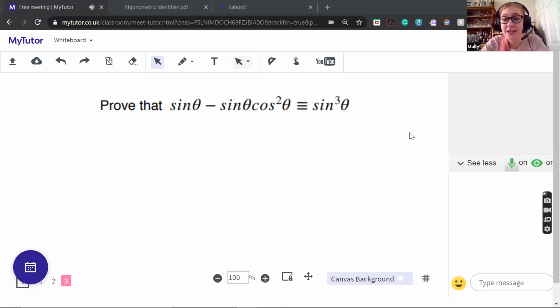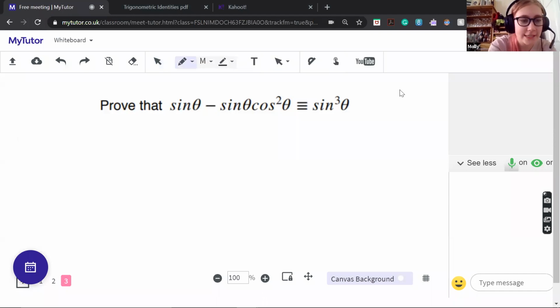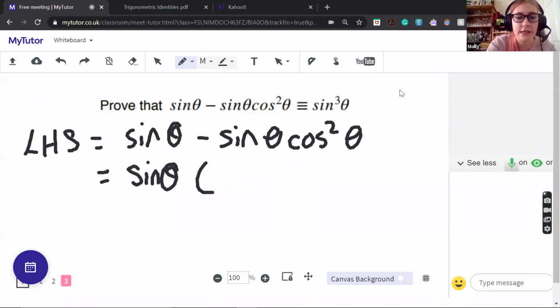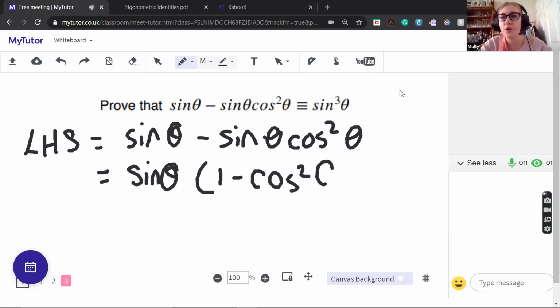Someone said, can you factorize the left-hand side? That's a fantastic idea of how we could start, and I guess it's kind of similar to the dividing by sine idea. We all know how to start it. We just write that the left-hand side is equal to whatever the left-hand side is. And that's equal to, so we factorize it. Take a sine theta out of both. What can we do now?